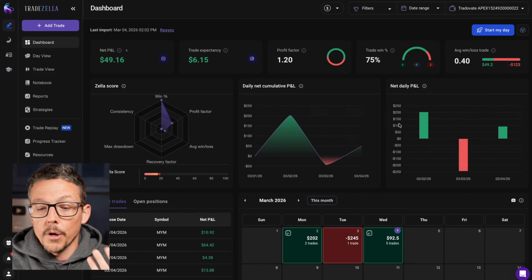I'll go in and I'll show you everything that we need to see. Go over to Tradovate, look at all the trades, and if you have any questions, you can leave them down in the comments below. So here we are inside TradeZilla.